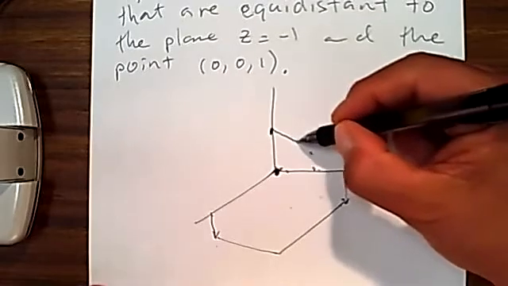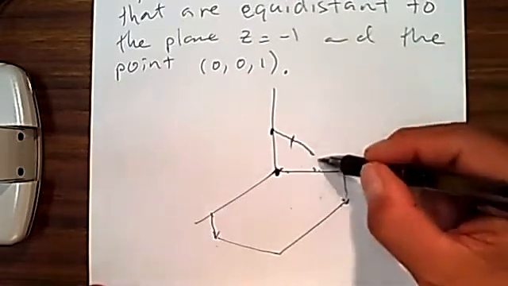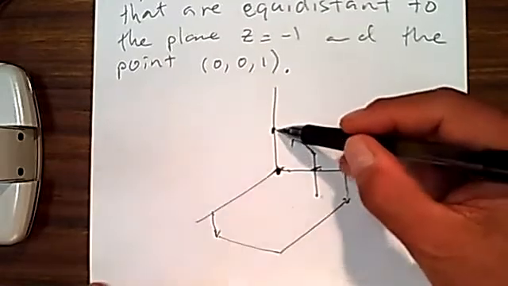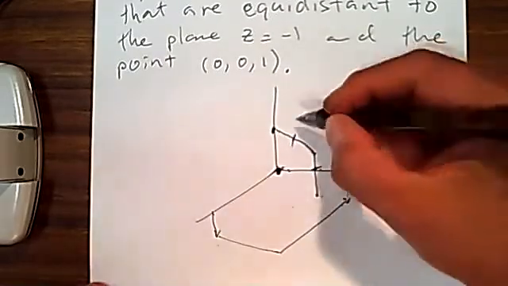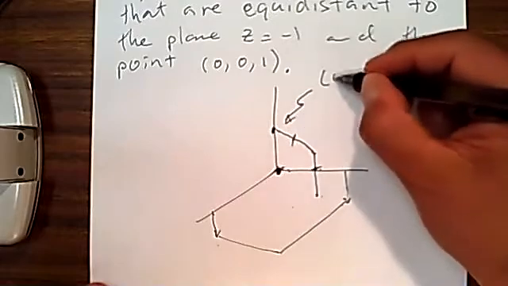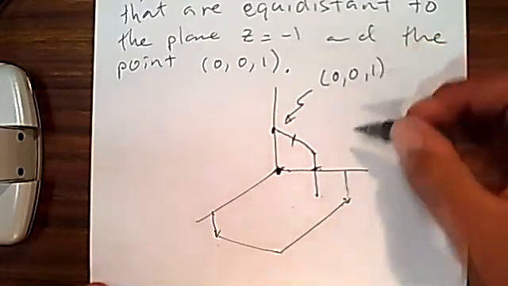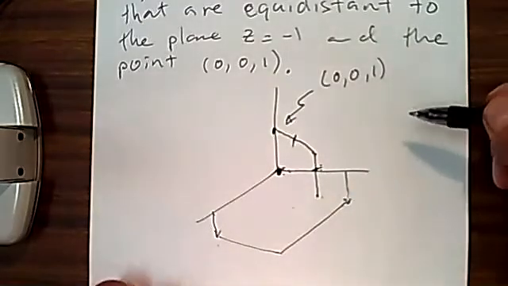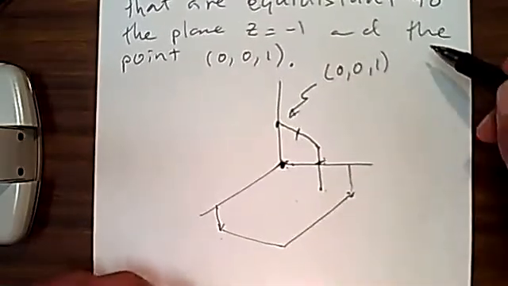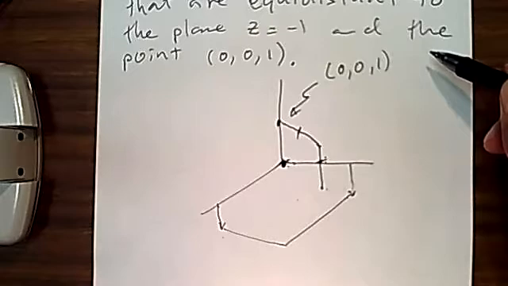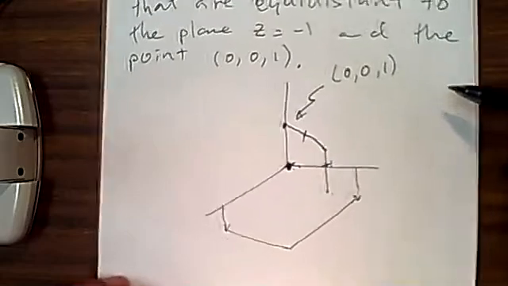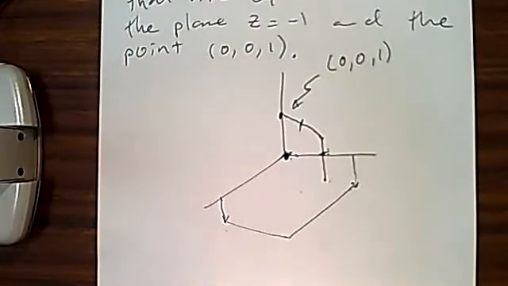So maybe here we will find a point that is the same distance from this as from the plane. So we want all the points whose distance from this fixed point, 0, 0, 1, is the same distance as this. You should be a little familiar with this kind of situation. We have done this in 2D and the solution is a parabola. In 3D, the solution is a paraboloid, which is going to look sort of like a parabola.